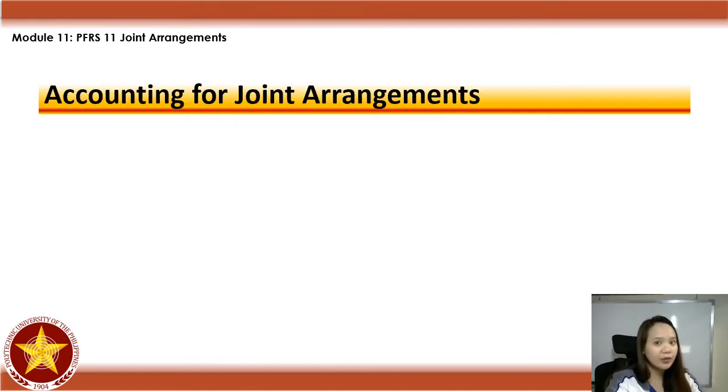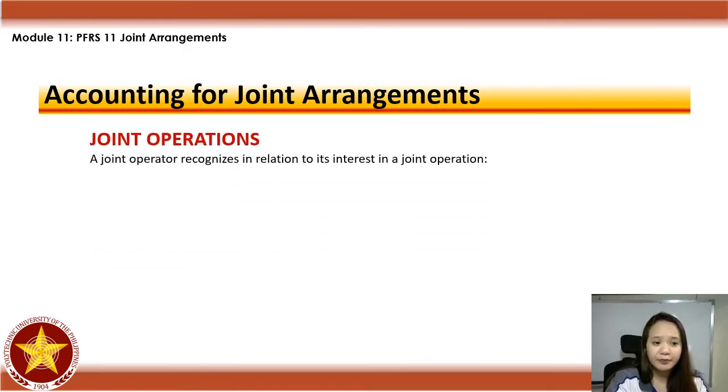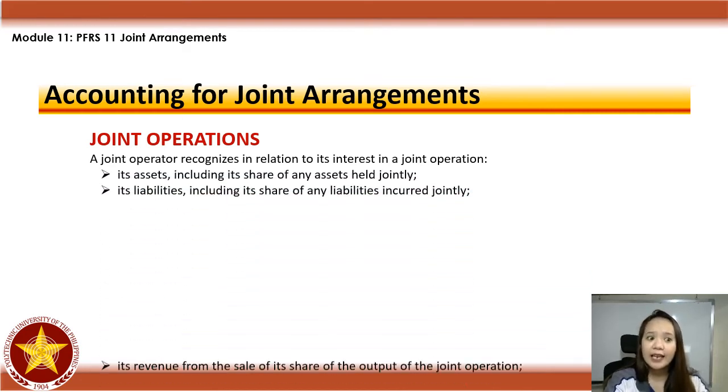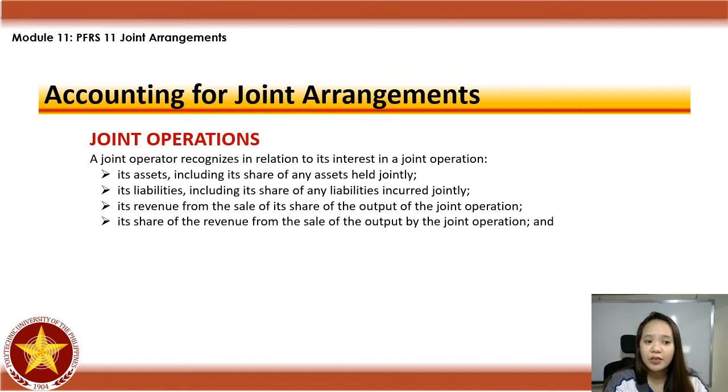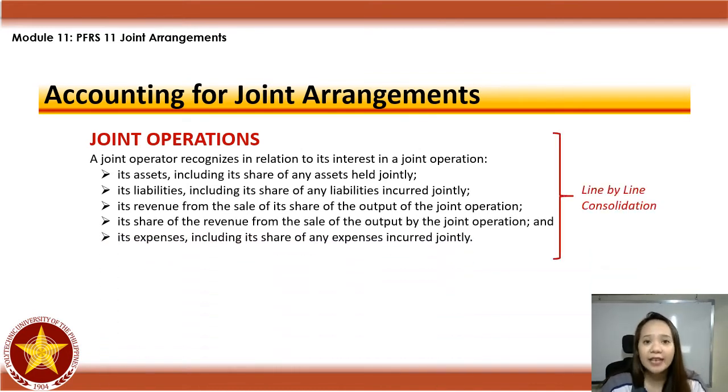How do we account for JO and JV? Kaya importante na malaman mo kung JO or JV siya kasi magkaiba sila ng accounting. Kapag joint operation, i-recognize mo separately yung assets, liabilities, revenues, share sa revenue, and expenses. Ang tawag dyan, line-by-line consolidation. So, i-recognize mo lahat ng mga identified assets and liabilities mo from the joint arrangement.